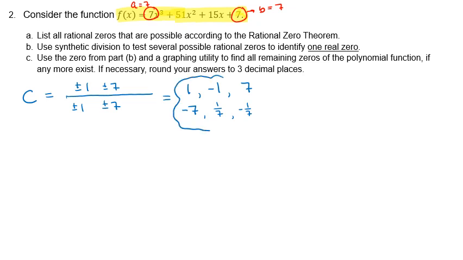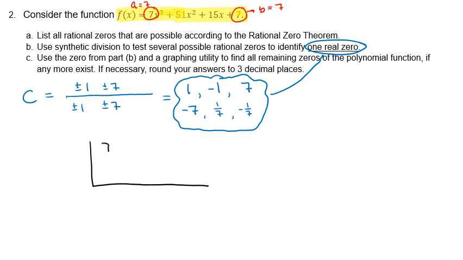So again, somewhere on this list has to be that one real zero. Otherwise, we can't solve the problem. So one of those numbers is going to work. So when we use synthetic division, we've got 7 x to the third, 51 x to the second, 15x plus 7. Bring down the 7. And now we've got to test some numbers over here. We're looking for a remainder of 0.